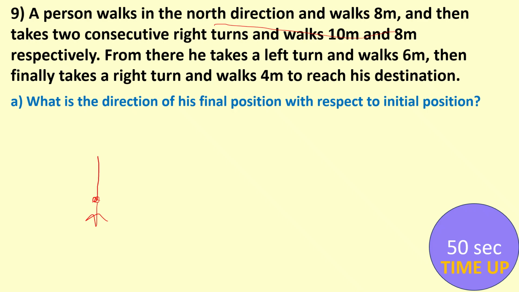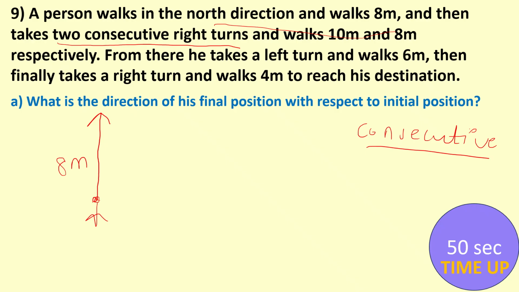He walks in the north direction and walks for 8 meter. And then takes two consecutive right turns. What do you understand by the word consecutive? Consecutive means continuously. Okay, continuously, so he will take two right turns.